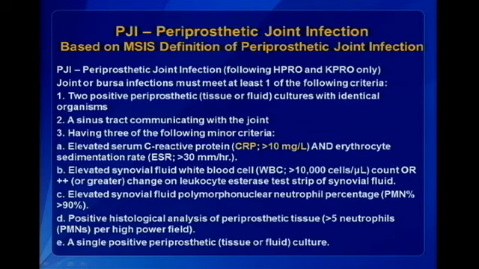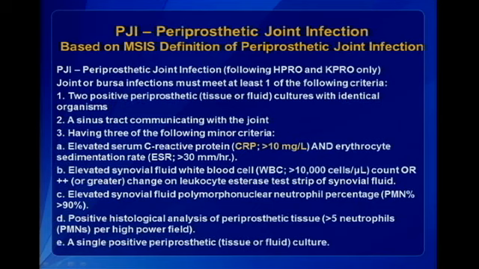And a big one will be the fact that you're going to need 2 positive periprosthetic cultures, that's your tissue or fluid down at the level of the joint, with identical organisms. The antibiograms don't have to match, just you're going to have Staph aureus in 2 cultures, or you're going to have Staph epidermidis in 2. They have to be matching and identical. And before, a single culture could buy you a joint infection.